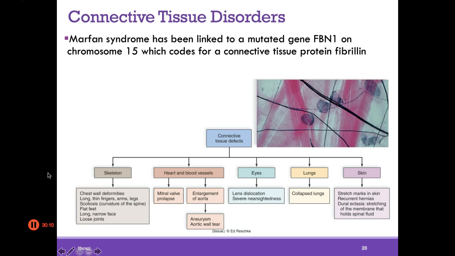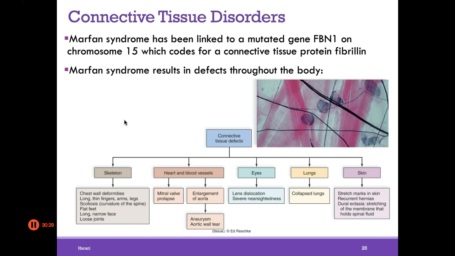So I'd like you to be familiar with a connective tissue disorder called Marfan syndrome. And you can have Marfan syndrome if there's just one mutated gene called FBN1 on chromosome 15, because this one gene codes for a very important connective tissue protein. So without this protein, you have a lot of different unrelated defects because everything requires connective tissue.